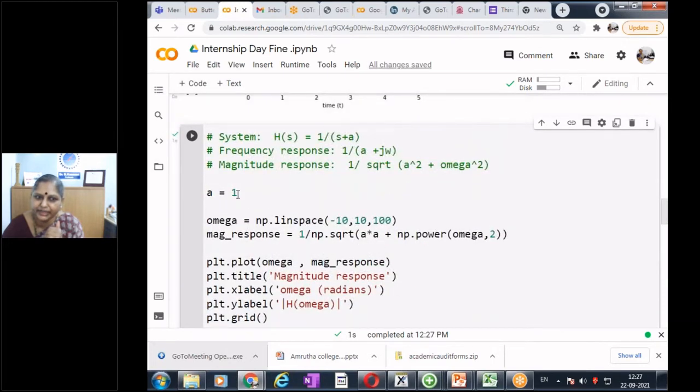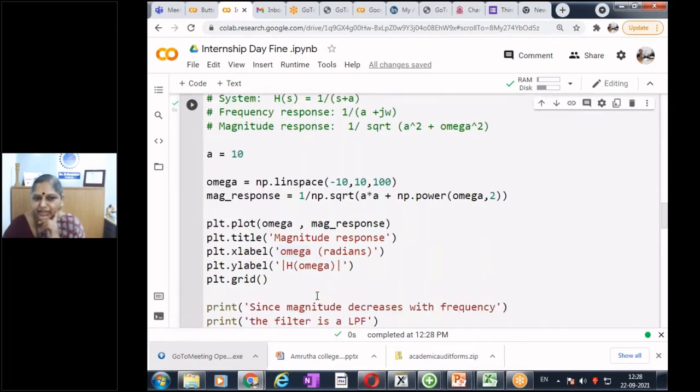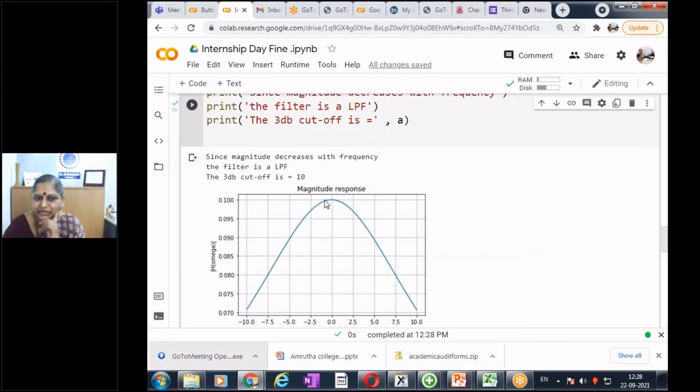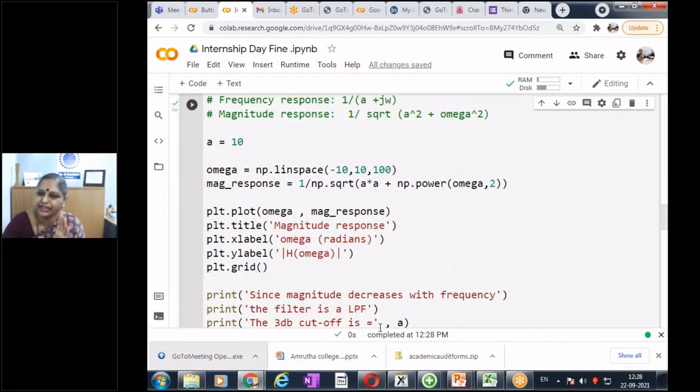If I make A as 10, then what happens? Let me run it for A equal to 10 and see what I get. See what is the value at 0? It is 100. What is the value at A equal to 10? This is 0.1 and this is 0.707. So once again we have the 3 dB cutoff at 10. Is it clear? We have taken a simple first order system, and we are observing that it is a low pass filter with this cutoff.